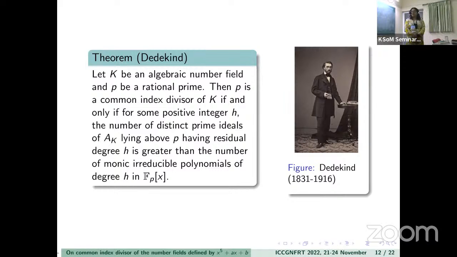and P is a rational prime, then P will be a common index divisor of K if and only if for some positive integer f, the number of distinct prime ideals of K which lie above P and have residual degree f is greater than the number of monic irreducible polynomials in FP[x] of degree f. Since we can count the number of monic irreducible polynomials of degree f in FP[x], to show that a prime is a common index divisor, we just have to find the number of distinct prime ideals which lie over P and have residual degree f.